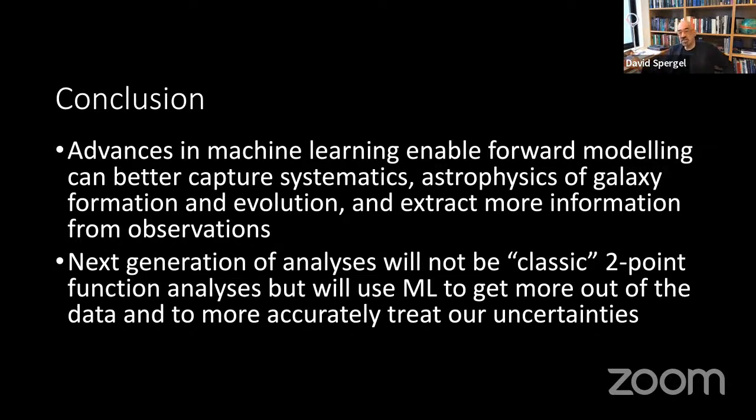I think the next generation of analyses of these big upcoming data sets will not be the sort of classic techniques that we've been using since the 1970s, where we merely characterize the two-point correlation function of the galaxies. But we'll make use of machine learning, I think through various forms of simulation-based inference, to get more out of the data and more accurately treat our uncertainties, and get more information out while at the same time better characterizing what's going into our analyses. And if we can make use of things like symbolic regression, we'll use these kinds of tools to get a better understanding of what the neural nets are doing and what information we're extracting from the observations.